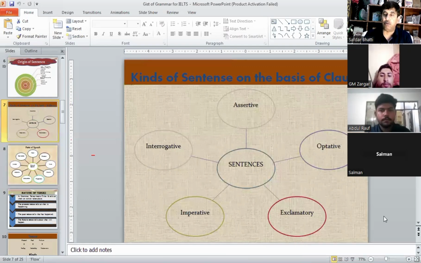In assertive, we have to just tell about what the work is going on. And in interrogative, we have to put some question. And in imperative, we have to give some command or we have to forbid someone. And in exclamatory, we have to show our emotions. We are happy, alas, so and so. And in optative, we have to pray or curse.